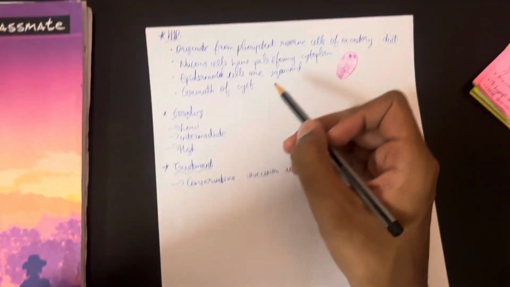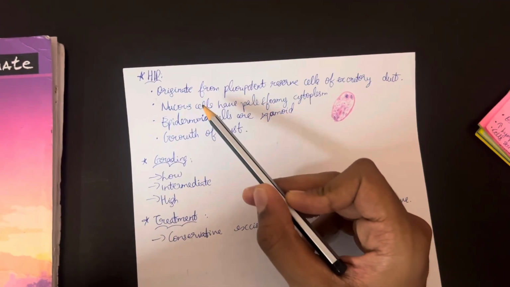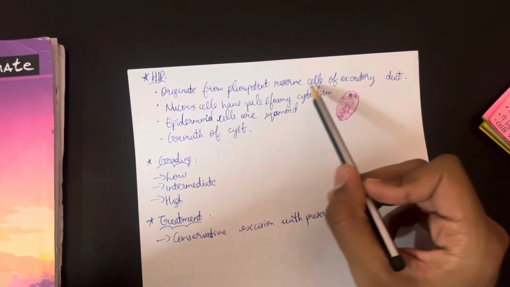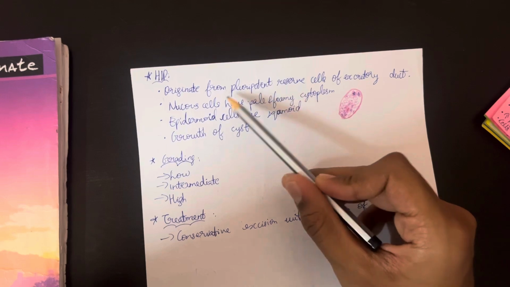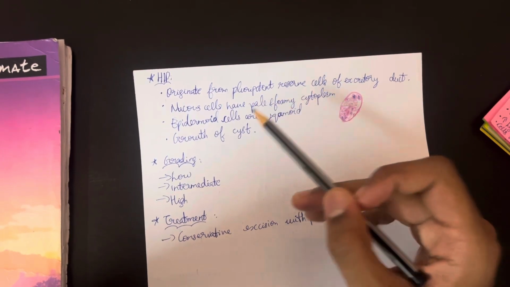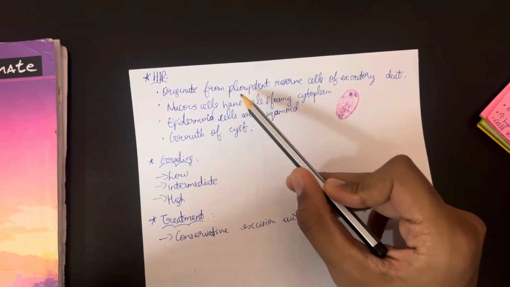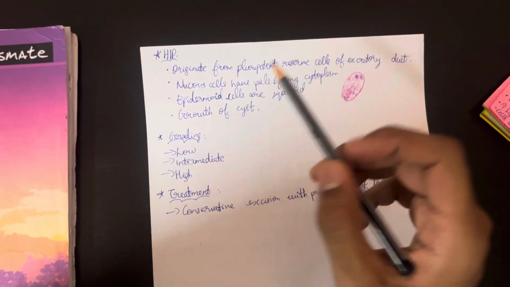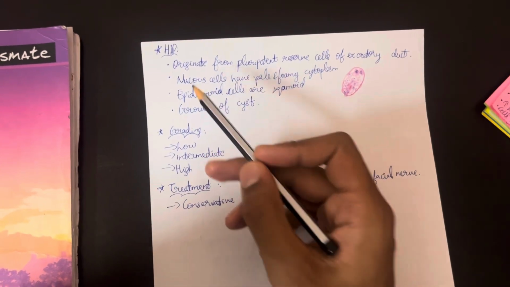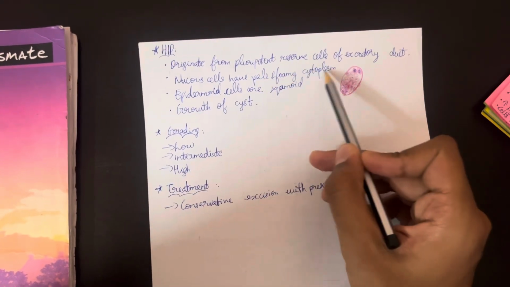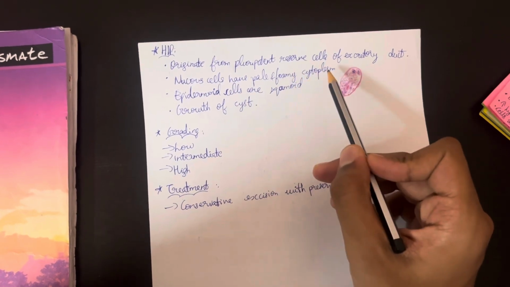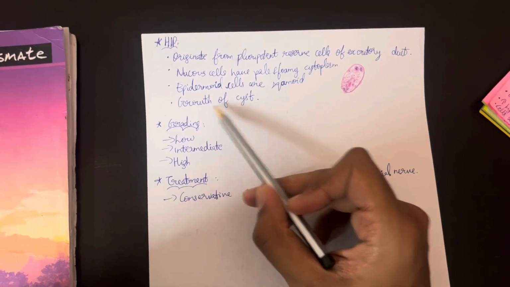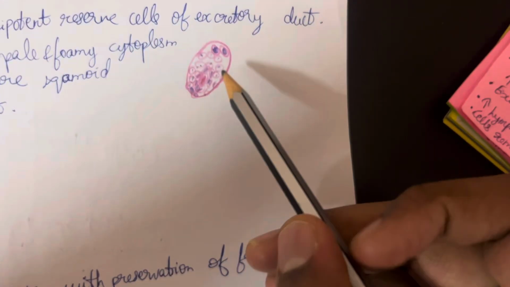If we see the histopathology, they originate from pluripotent reserve cells of the excretory duct. This is a point which you have to keep in mind. Pluripotent means the stem cells. They are capable of differentiating into any cells. So they originate from the pluripotent reserve cells of the excretory duct. Now, the mucous cells, as we know there is mucus and epidermoid cells, so the mucus will be pale and foamy, with pale and foamy cytoplasm, and the epidermoid cells show the squamoid feature, and there is growth of cyst. So this is the histopath.